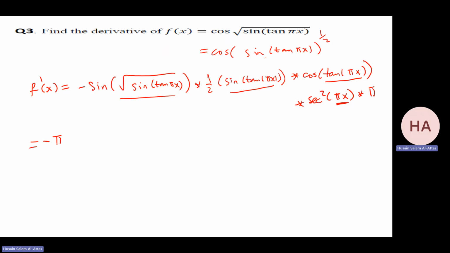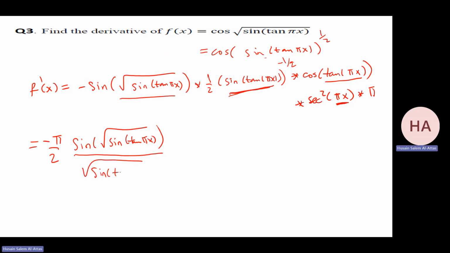That will give me what? Minus pi over 2 sine of square root sine tan pi x. Yeah, be careful here. This is the power minus half. This will be half this to the power minus half, times the derivative of this. Don't forget we have minus half here. Times, or over, this is what, square root of sine of tan pi x.